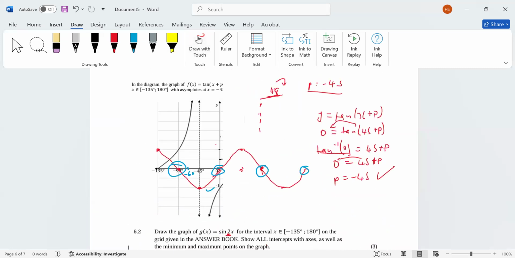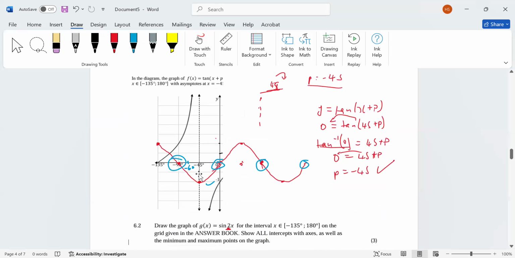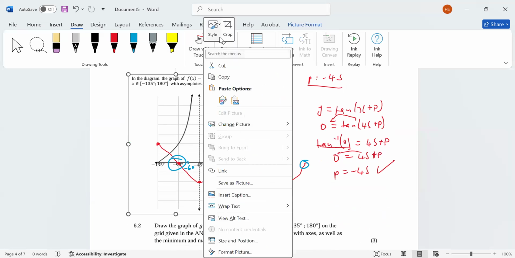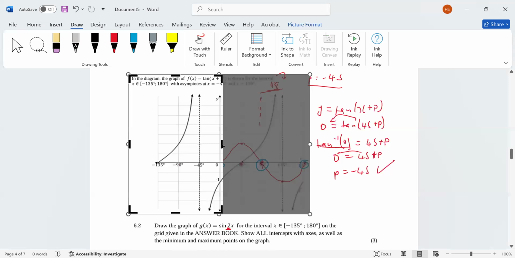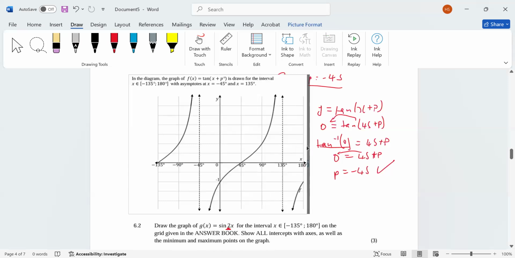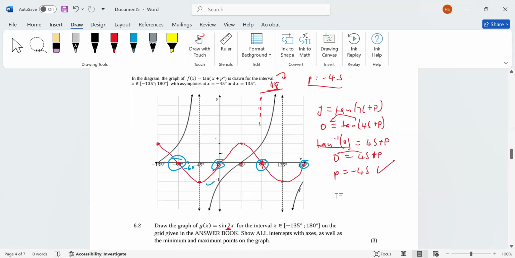Okay, now we need the other one. I'm going to go back to this one and uncrop it, because now we need the second one. The first one worked, it's fine. So let's put it back to the original way it was. It's not doing what I wanted it to do. Okay, so here's what we have.